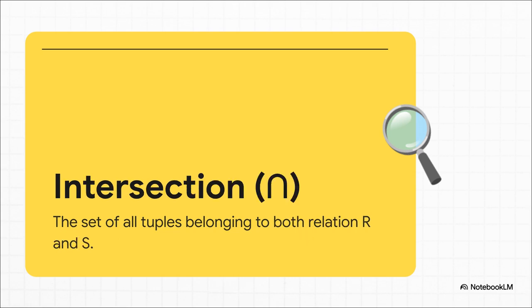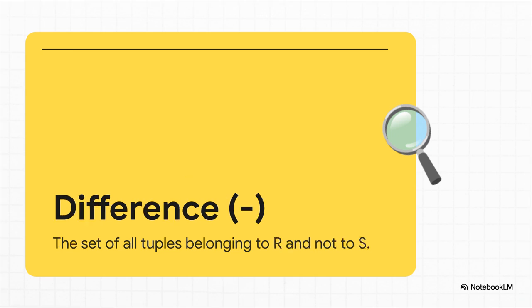Next is intersection, which, you guessed it, is basically the AND for tables. Your result is a table that contains only the rows that exist in both table R and table S. It's perfect for finding the exact overlap between two different data sets. And finally, there's difference. This is our NOT operator. If you do R minus S, you get only the rows that are in table R, but not in table S. It's how you find out what's unique to that first data set.